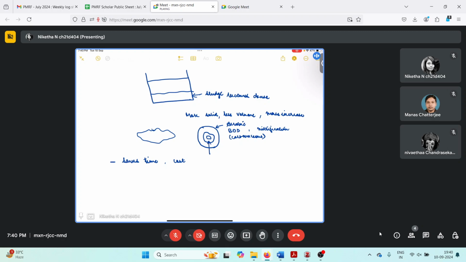The second layer is going to be what? Anoxic. Yeah. So this is going to be anoxic. There is no oxygen. So therefore denitrification can take place. And the innermost layer is going to be anaerobic. So in the innermost layer, we are going to have processes like phosphorus removal, which requires anaerobic conditions.